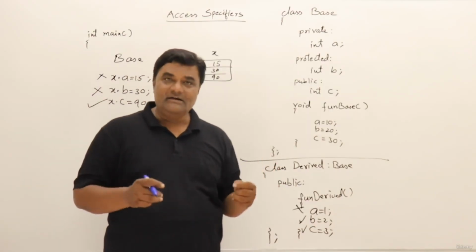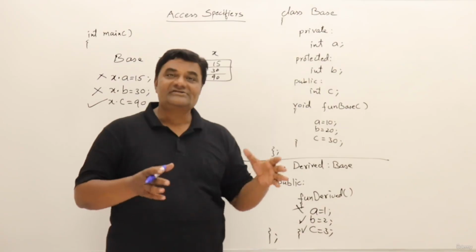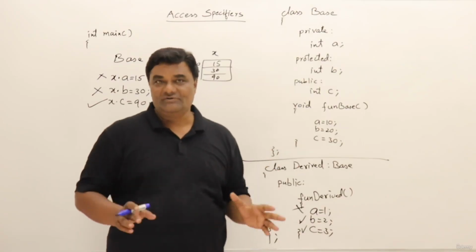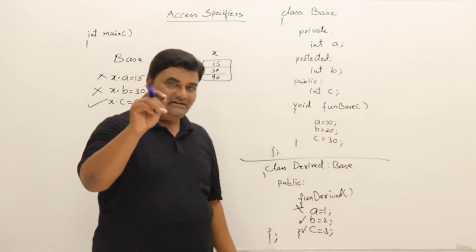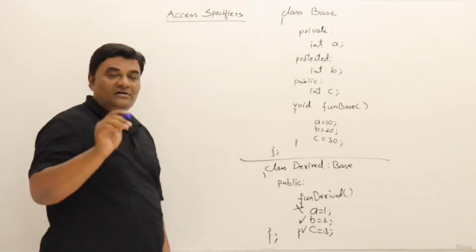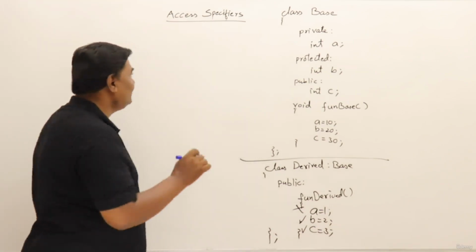So I'll give you an example and explain why such rules are framed in object orientation. Why public, protected and private? So let us take an example and understand this one through some example.